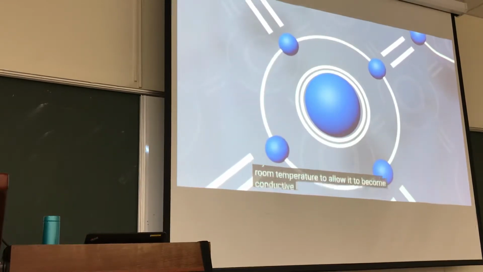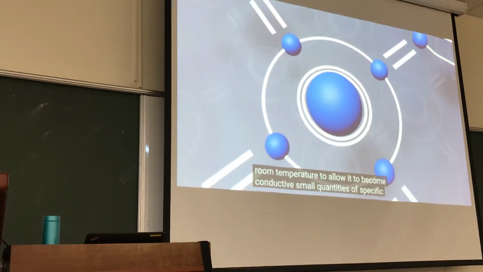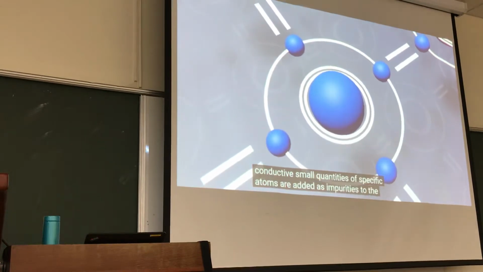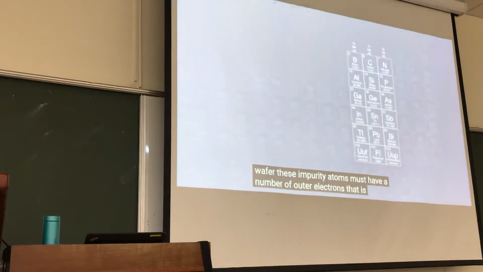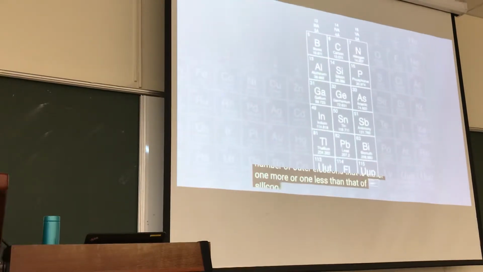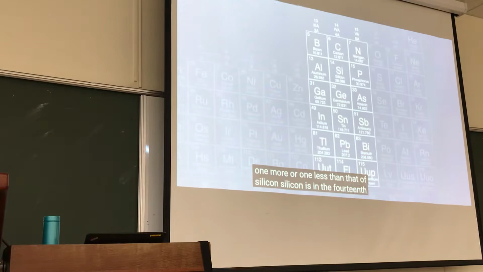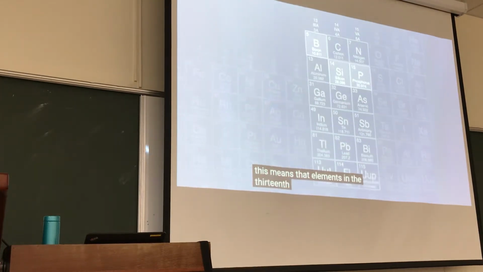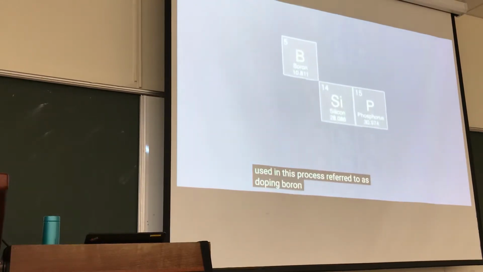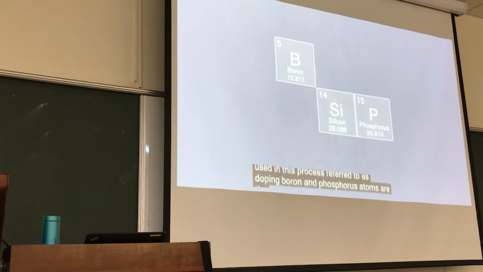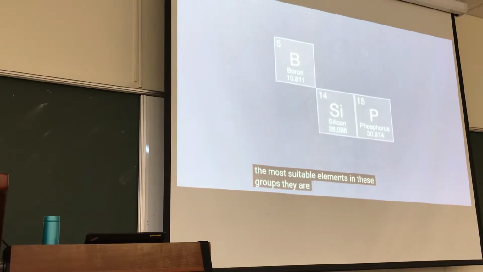To allow it to become conductive, small quantities of specific atoms are added as impurities to the wafer. These impurity atoms must have a number of outer electrons that is either one more or one less than that of silicon. Silicon is in the 14th group of the periodic table of elements. This means that elements in the 13th or 15th group have to be used in this process, referred to as doping. Boron and phosphorus atoms are the most suitable elements in these groups. They are very close to silicon on the periodic table and therefore have very similar properties.